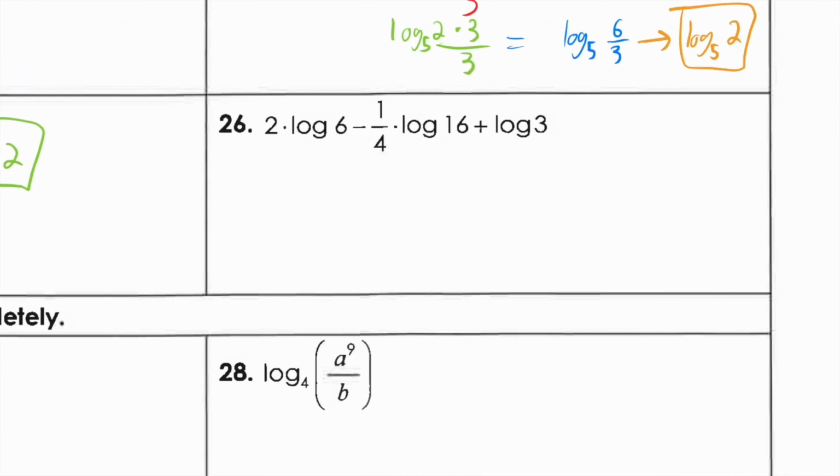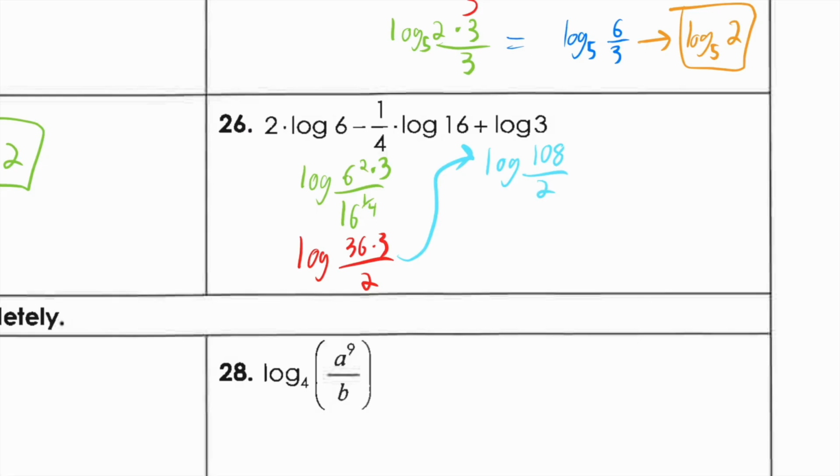On 26, we have log of 6 squared over 16 to the 1/4. The negative means it's on the bottom. The 1/4 is really an exponent. And then this plus tells us that this one's on the top. And so we're going to have 6 squared times 3. And so this is log of 36 times 3 over the 4th root of 16, which is 2. And so that's log of 108 over 2, which is log of 54.